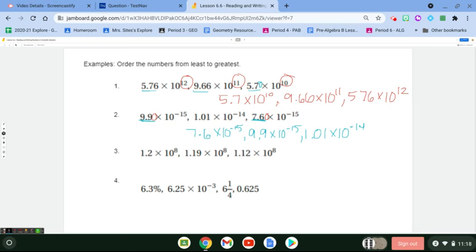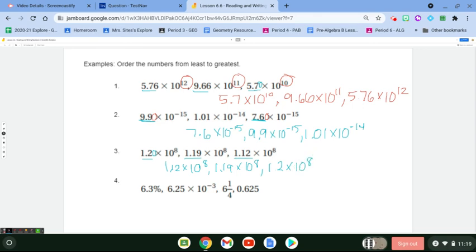Okay, in the next problem, we all have times 10 to the 8th. So now we'd have to be looking at the factors in front. So 1.2, 1.19, and 1.12. If I throw on that extra 0 in the factor, that might be helpful, because now we can see that 1.12 would be the smallest factor. So 1.12 times 10 to the 8th would be the smallest, followed by 1.19 times 10 to the 8th, followed by 1.2 times 10 to the 8th.